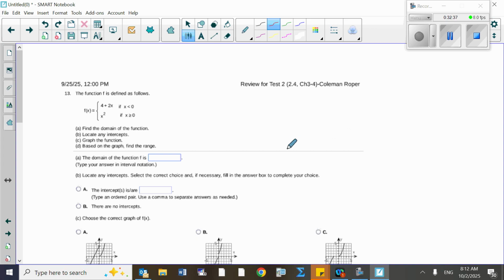Okay, next question. Again, we have a piecewise function, and we're going to start with graphing them. When x is less than 0, the equation is 4 plus 2x. What x values am I going to put here? I start with 0, even if I don't have an equal sign. Then negative 1, negative 2. The y values will be 4, 2, and 0. Next one.